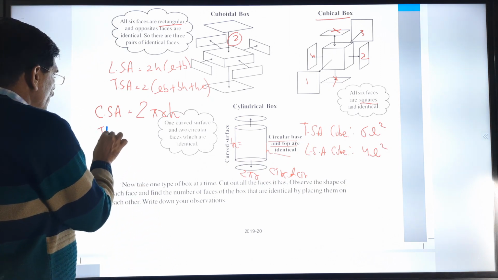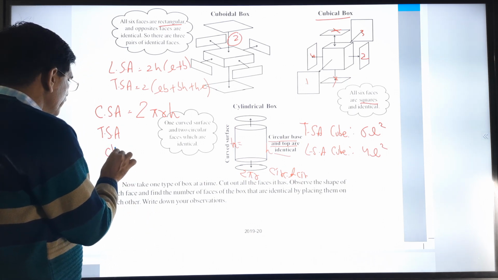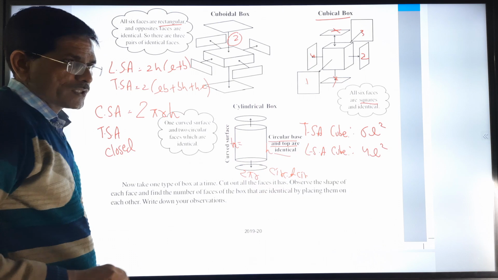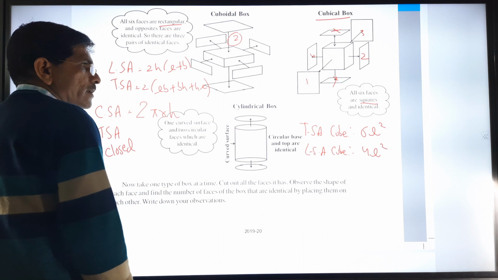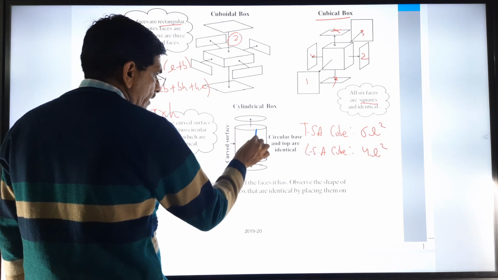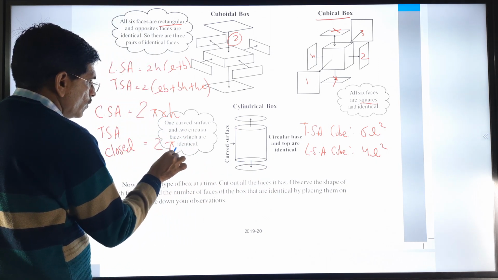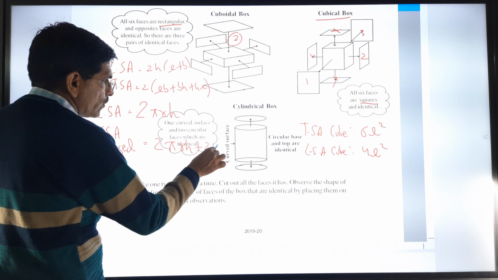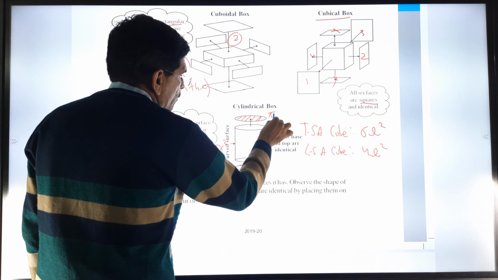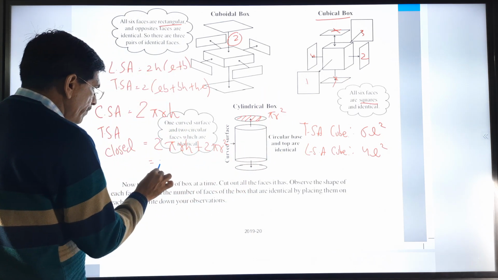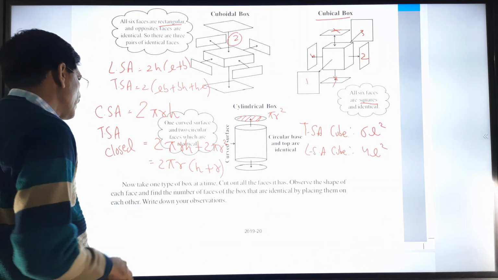Now the total surface area of what we can call a closed cylinder. In a closed cylinder, the top and bottom are also counted. So 2 pi r h plus 2 pi r square, which is the area of the circles. If I take 2 pi r common, then the formula is 2 pi r times h plus r.